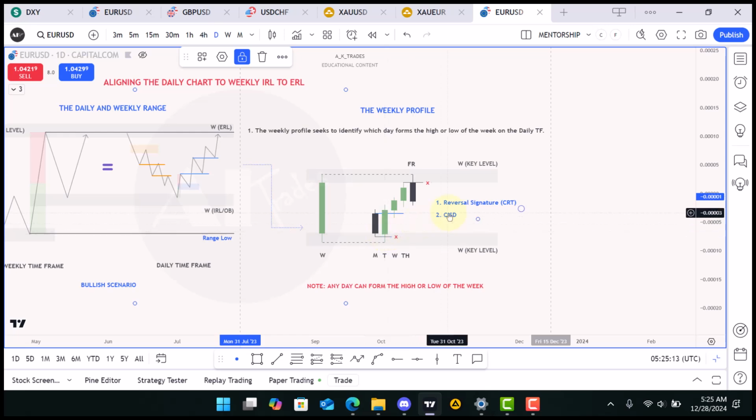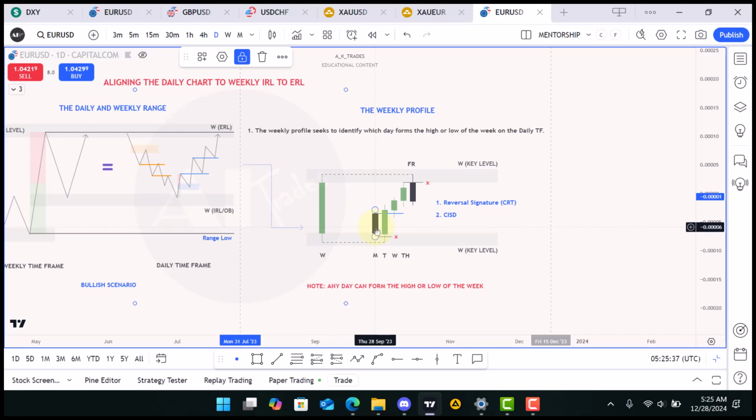So on the daily time frame, I am looking for a reversal signature using the candle range theory and then change in state of delivery. So this is the reversal signature. So remember, every candle is a range.